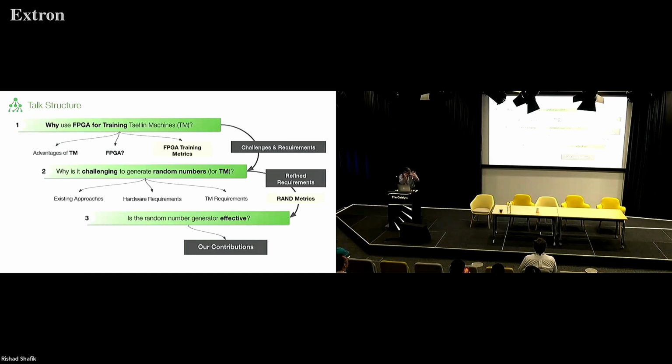Okay, so then we can discuss a little bit about the structure of the talk, because the title is a little complex. First we discuss why use FPGAs for training Tsetlin machines, where we will discuss the advantages of the TM and what an FPGA is. It will allow us to get some metrics that might be useful for deciding how effective our work is. This will allow us to get some challenges and requirements, and from those we can figure out how to generate random numbers for TMs. To do that, we will look at existing approaches, some hardware requirements, some TM requirements, and then refine the requirements a little to get clearer metrics for what we want. And from all of that, at the end, I will present the contributions from this talk.